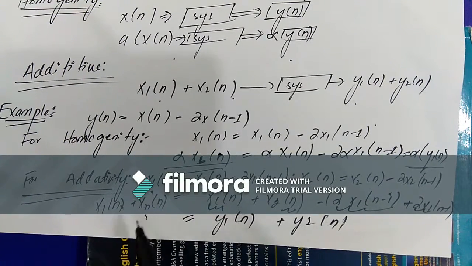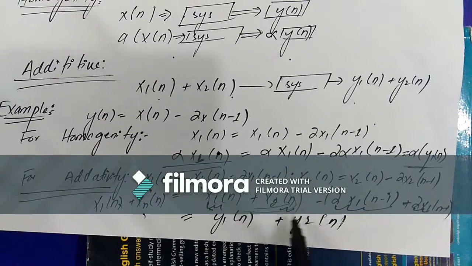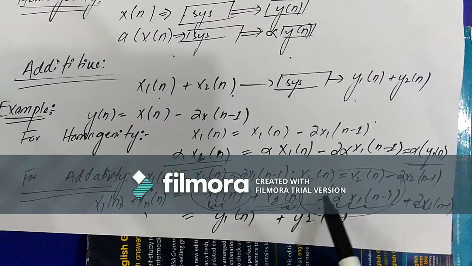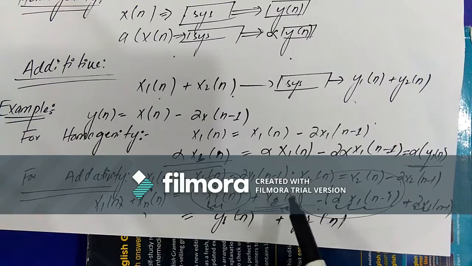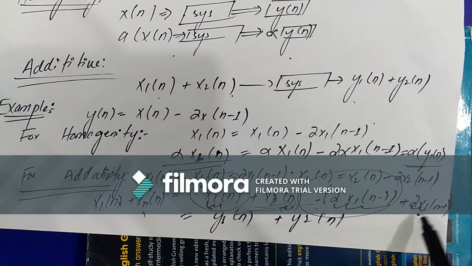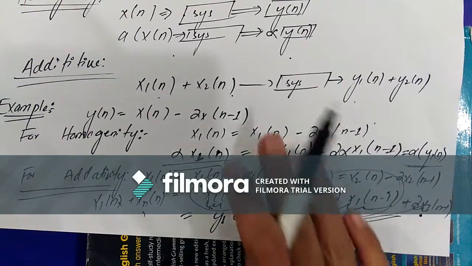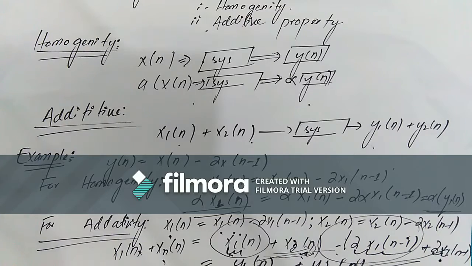Now if both of these pass into the system, it would return values which look like this: x1 of n plus x2 of n minus 2x1 of n minus 1 plus 2x2 of n minus 1. Now x1 of n minus 2x1 of n minus 1 can easily be identified as y1 of n, while x2 of n minus 2x2 of n minus 1 can be identified as y2 of n. It means that the system is additive, and hence from this example it can be understood that by following these steps we can measure whether a system is linear or not.